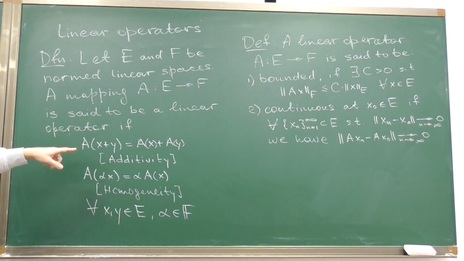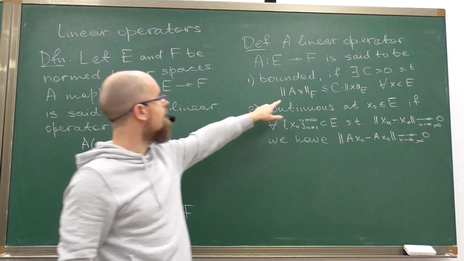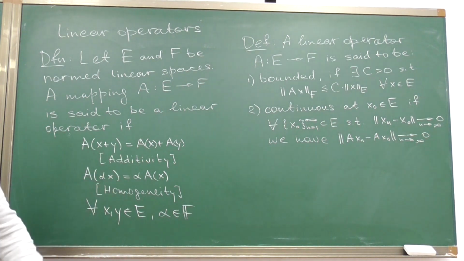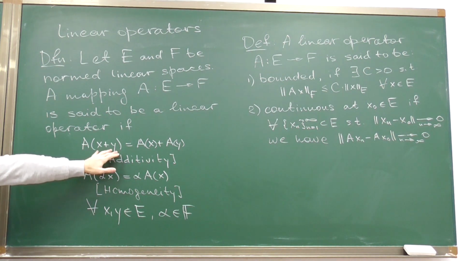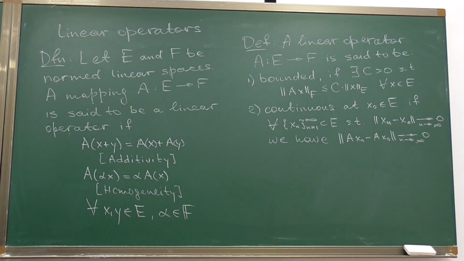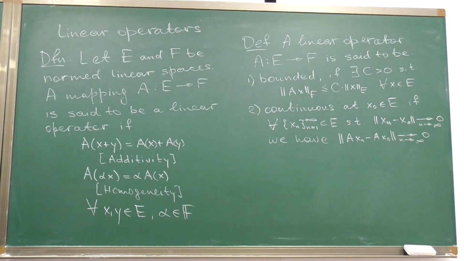As you might notice, sometimes I'm writing just A of x, and sometimes I'm writing A with parentheses of x. This means exactly the same thing. Sometimes when we have a sum here, it's more convenient to write these parentheses. When there is only one element, we can just drop them out. Okay, this is continuity at a point, and naturally we will call a linear operator continuous if it is continuous at every point.